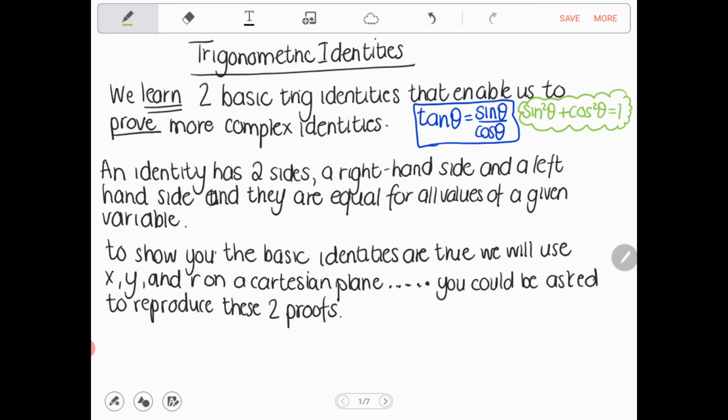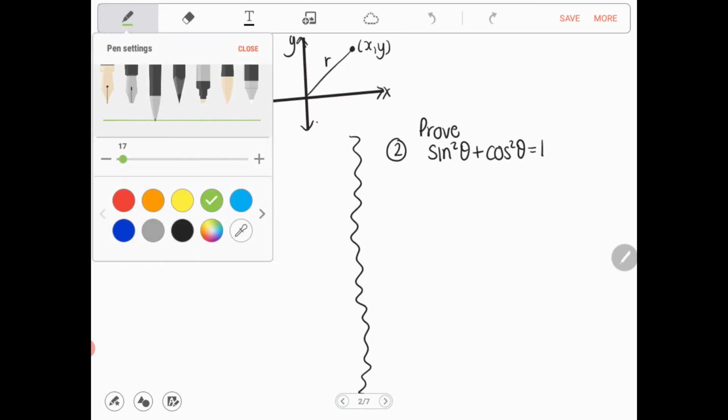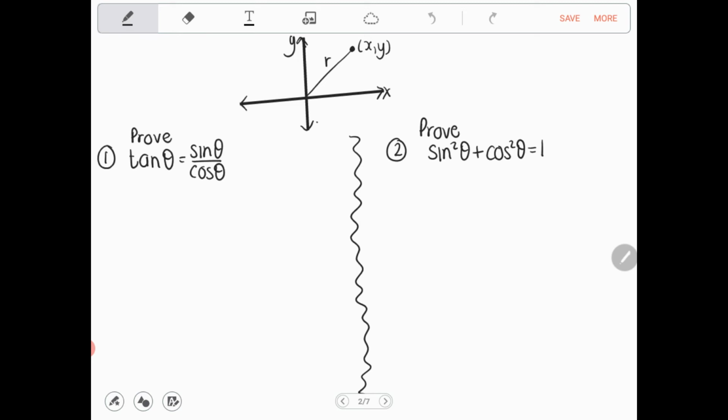Okay, these two basic identities we use, and we have to be able to prove them. So you could be asked to reproduce the two proofs that we're going to do on the next page, and we prove them with an x, a y, and an r. So if you remember when we started the section on trig on a Cartesian plane, we said that this angle here, theta, has the coordinates x, y, and the terminal arm we call r.